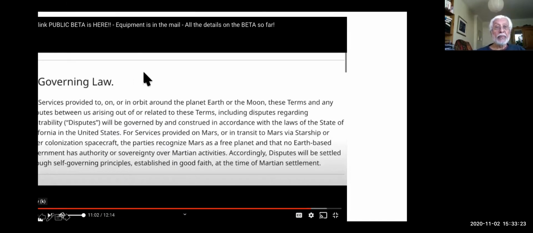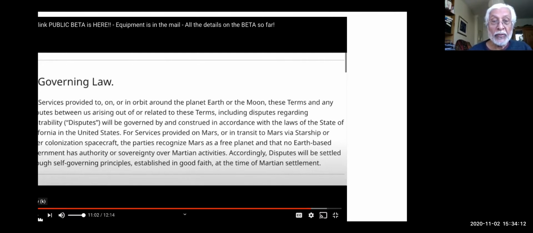Okay, I thought I'd put this one up, which is rather interesting because this is the agreement you have to sign with Starlink. Now, this is the usual stuff, but I think the interesting thing, which I saw, was that it says over here, for services provided on Mars or in transit to Mars via Starship or colonization space, the parties recognize Mars as a free planet and that no Earth-based government has authority or sovereignty over Martian activities. Accordingly, disputes will be settled by self-governing principles established in good faith at the time of Martian settlement. So he's also looking ahead to once the rockets are available for going up, the Starship to Mars.